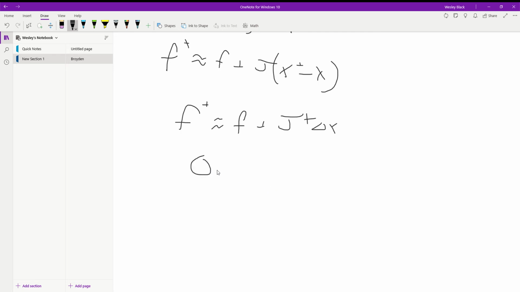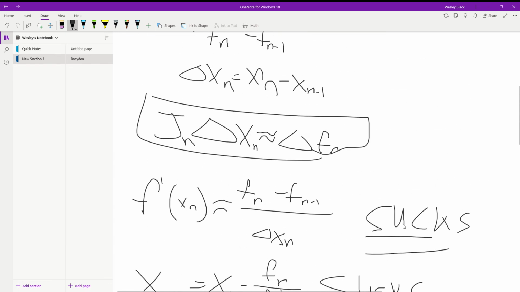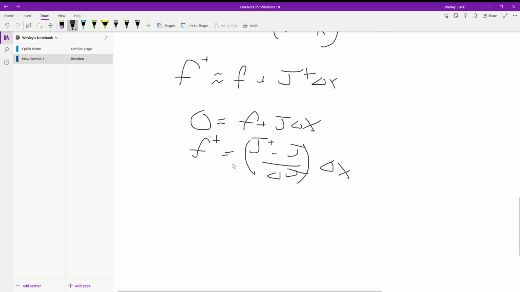Well, what you need to know is that it really should be 0, more or less. It shouldn't be going anywhere. J delta x, I believe, and then f plus should be equal to J plus minus J over the change in J delta x. And that looks a bit secanty, doesn't it? Don't forget, still sucks. We can do better. So from there, what is this J plus still?